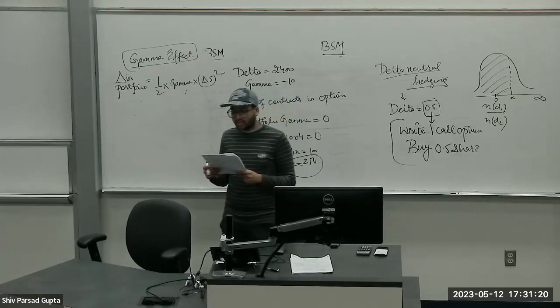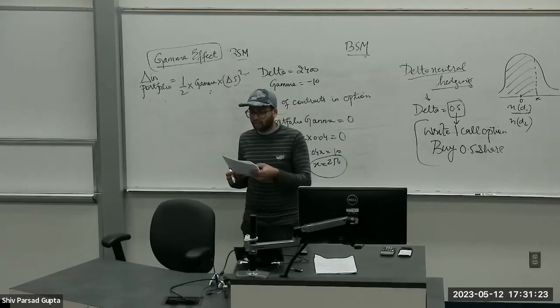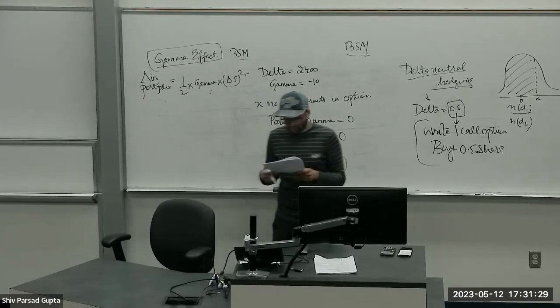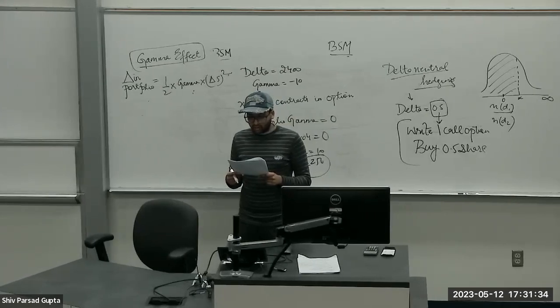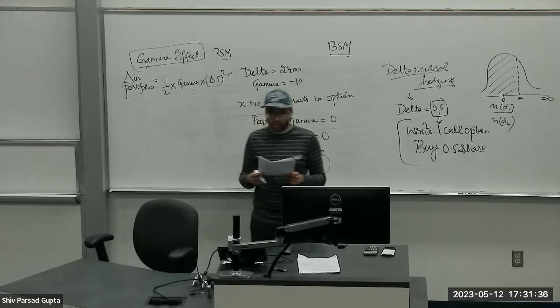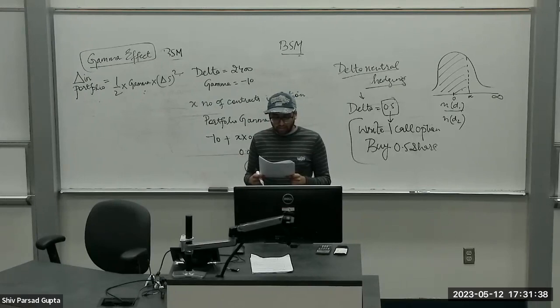A long position in either a call or put has a positive gamma. Yes, gamma will always be positive if you're entering into a long call or long put. Moving forward to question number 16: the delta of a call option on a non-dividend paying stock is 0.4. What is the delta of the corresponding put option?